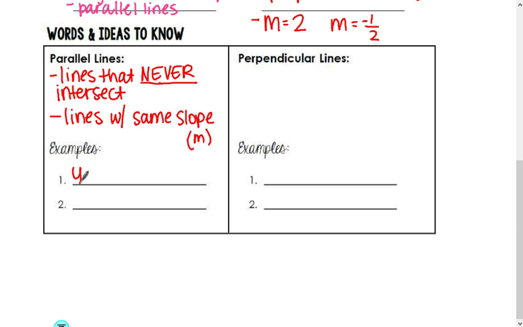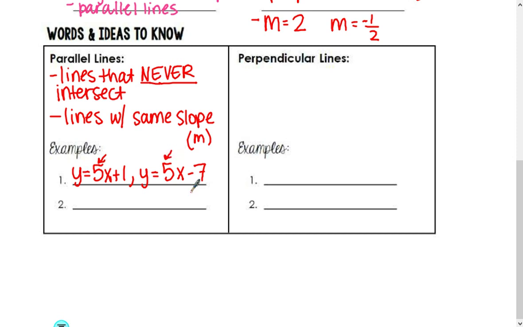So for example, maybe I have y equals 5x plus 1, and my other line is y equals 5x minus 7. Okay? Or whatever crazy number you want to put in there. But most important thing is that they have the same slope.